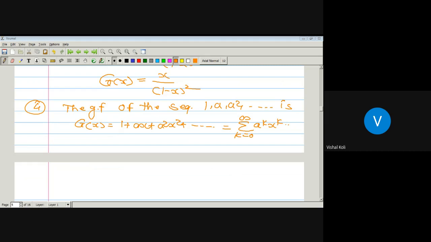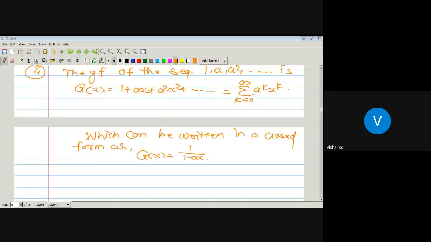For 1 plus x plus x square plus x cube and so on, the closed form is 1 upon 1 minus x. Now it is 1 plus ax plus a square x square and so on. Just consider the value of x here as ax. So what is its closed form? 1 upon 1 minus ax, which can be written as g of x equal to 1 upon 1 minus ax. Again, if it is alternating plus and minus, then it is 1 upon 1 plus ax.